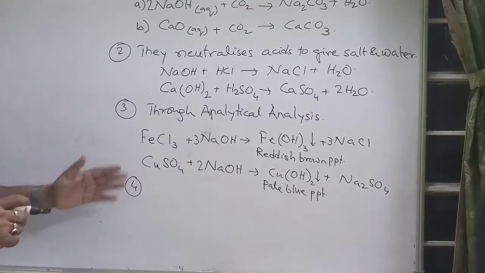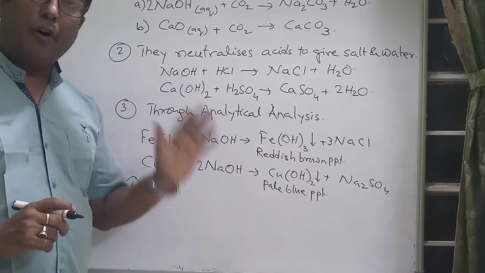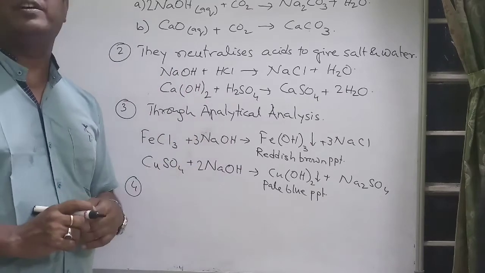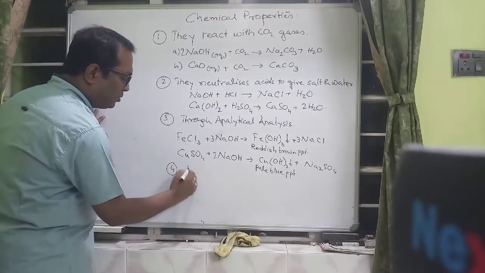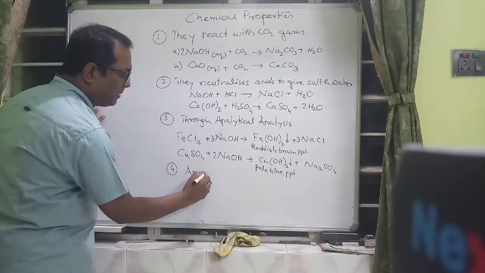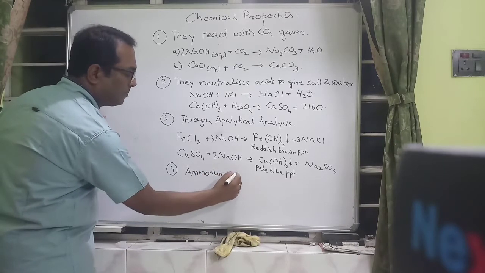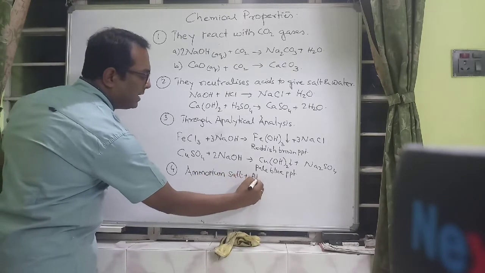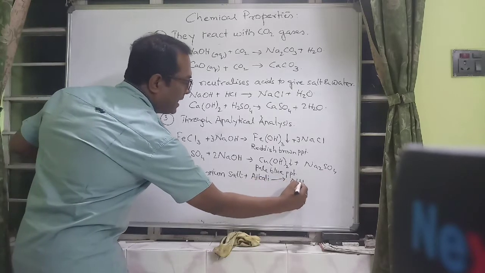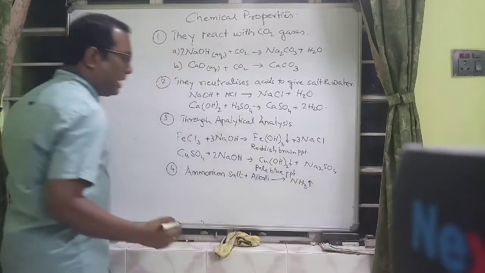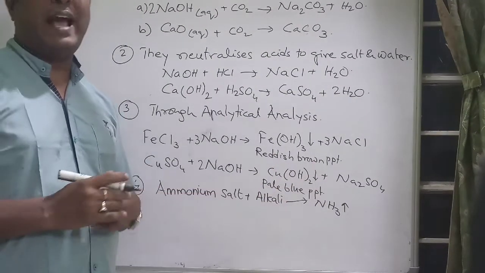So let us go to the fourth point, and this is the last of all the chemical properties we know for the bases. And here we go with any kind of ammonium salt. Ammonium salt plus alkali would give you ammonia gas. So ammonium salt with alkali gives ammonia gas.